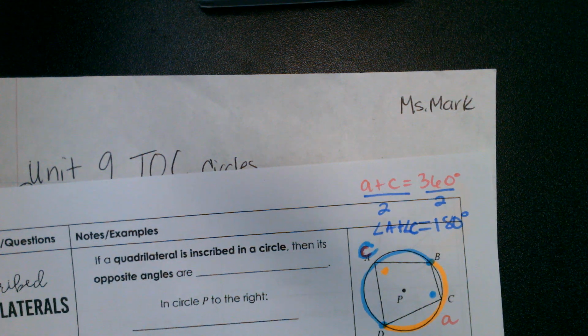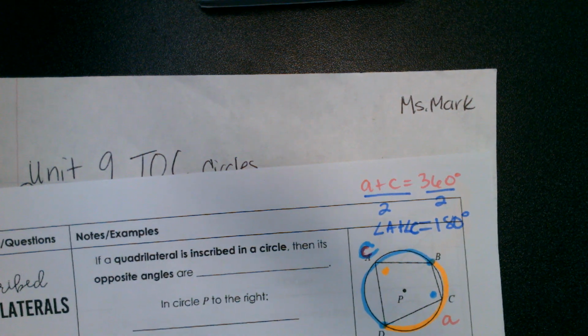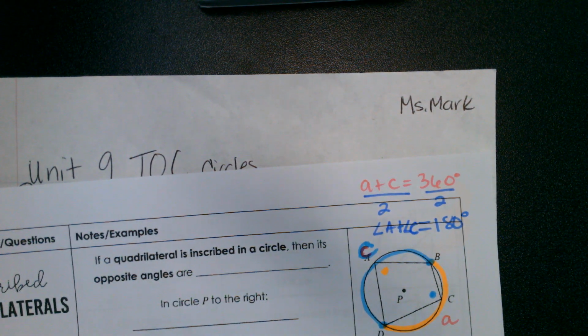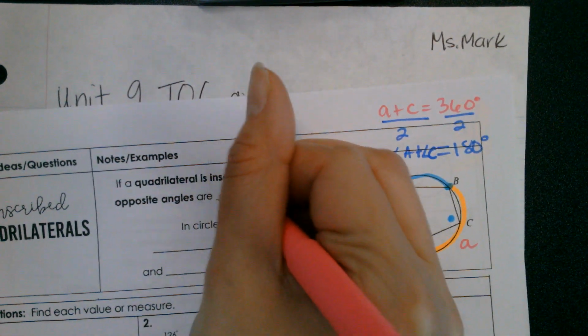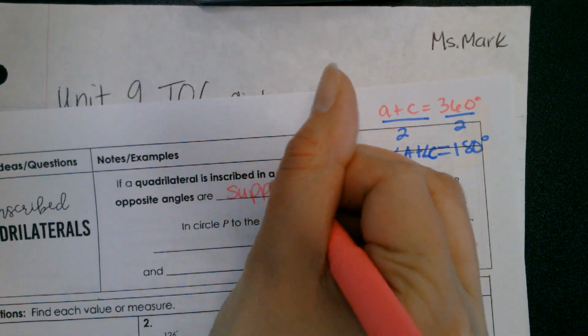Okay, so A plus C, those are your arcs. If you divided them by 2, you get what angle A plus angle C is equal to, and 360 divided by 2 gets you 180. So what's the relationship between the opposite angles? They are supplementary. If they add to equal 180, they are supplementary.